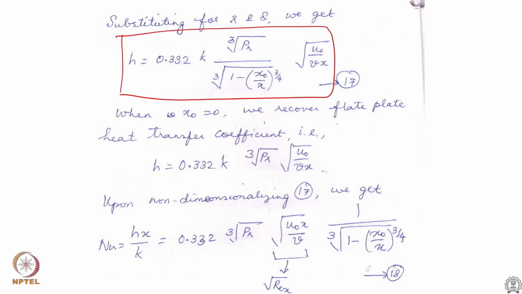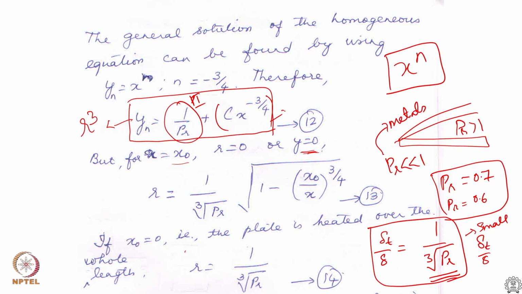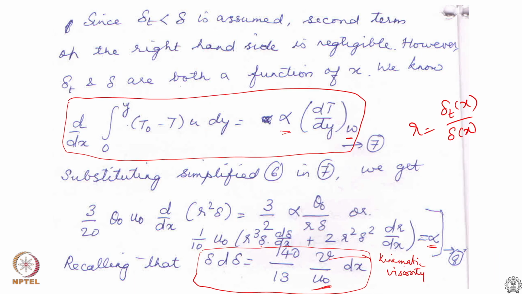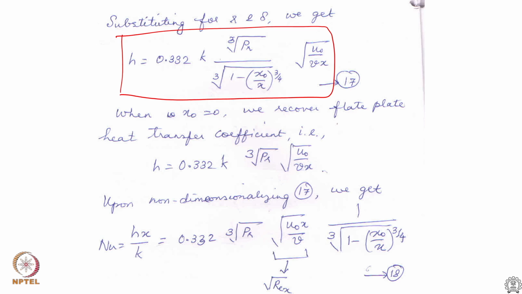of delta, substituting for delta. My apologies, we need to use equation number 13, not 14, because 14 was obtained when x naught was set equal to 0. So, we use R in this expression and equation 13, and the delta expression in here.